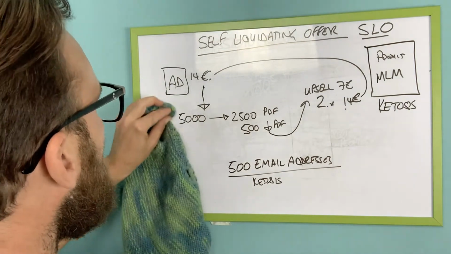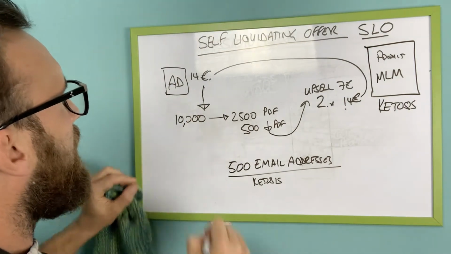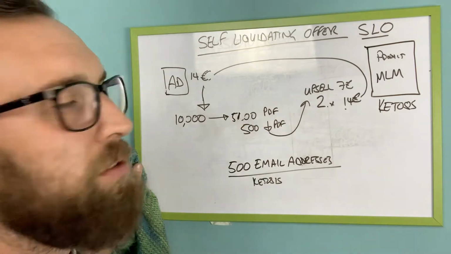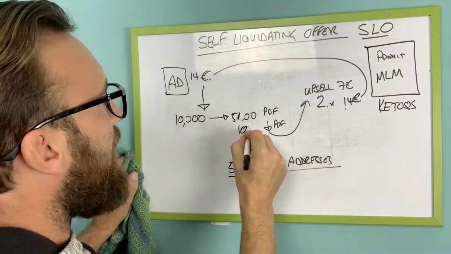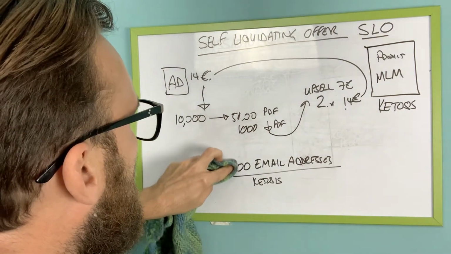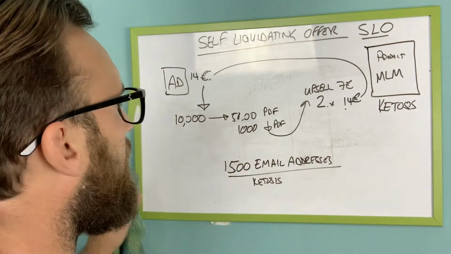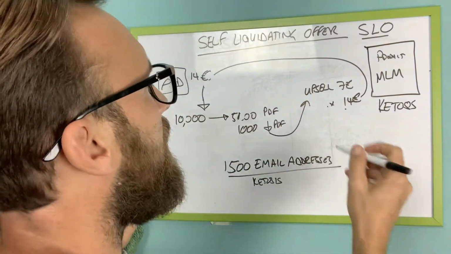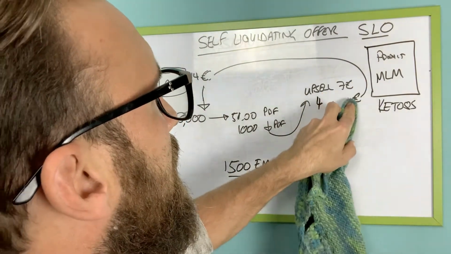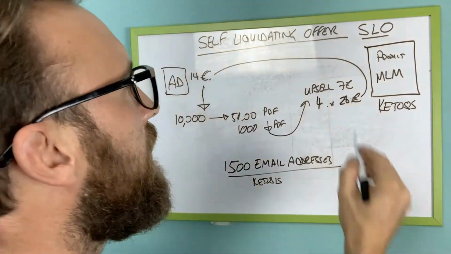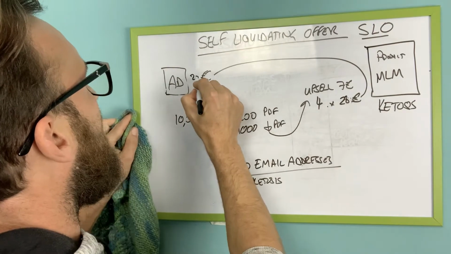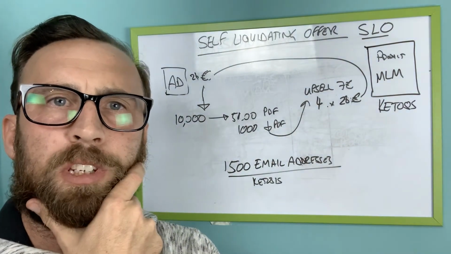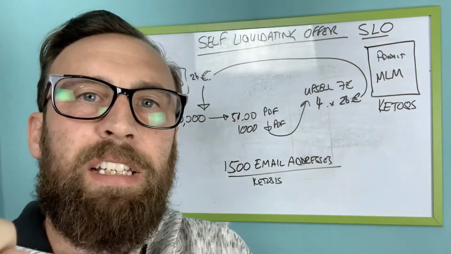Now all of a sudden, you're not getting 5,000, you're getting 10,000, which changes this into 5,000, which changes that into 1,000. So you've now got 1,500 email addresses, because you've got the double of that. You now get 4 times the 7, which is 28, which you drive back into the adverts. What do you think about that? Now, that's the idea of the self-liquidating offer.